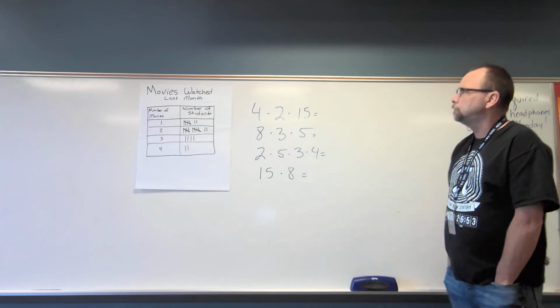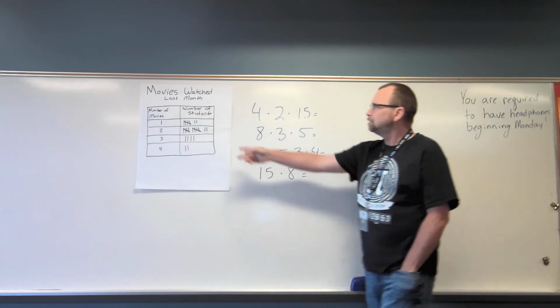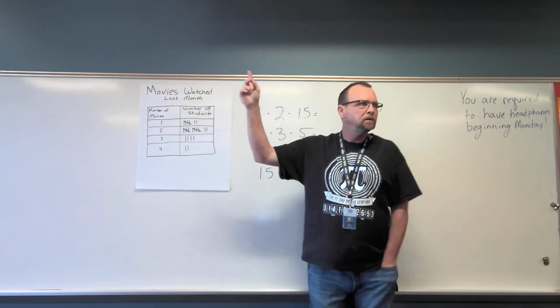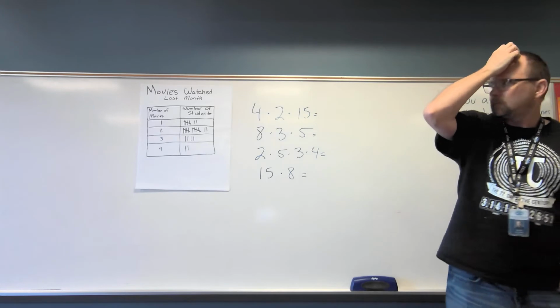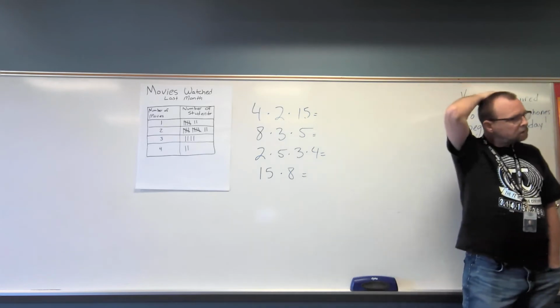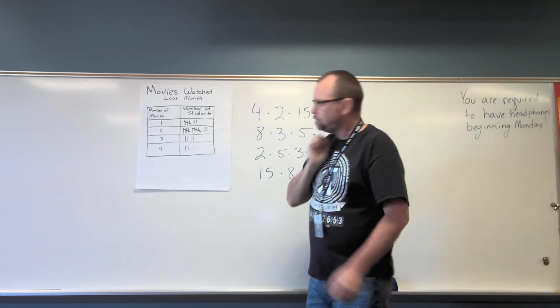I want you to look at this. What is this type of chart called? Who can remember? Isaac? I think it's a stem and leaf chart. Not a stem and leaf. Emma? A tally chart. A tally chart.